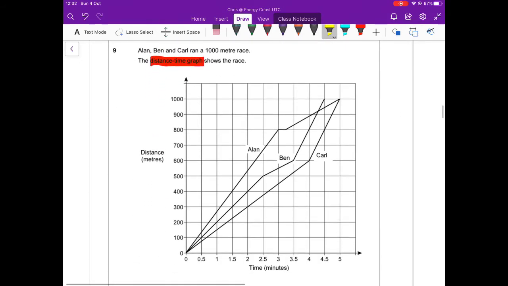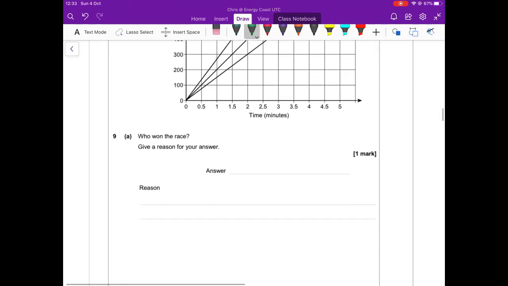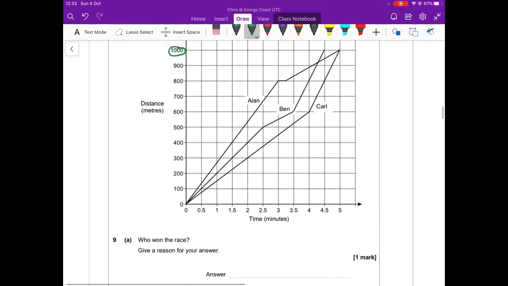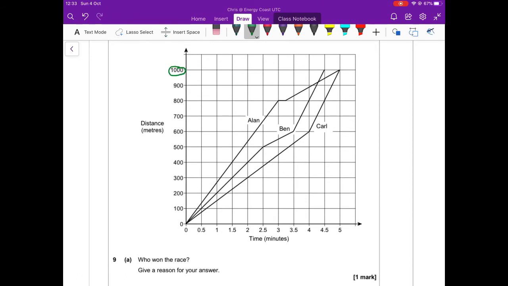Question 9 is a really strange one, and if you got this question, you'd be really happy in the test. I'll show you why. It's just reading this graph. So it says there's a 1,000-meter race, so I know they finish when they get to 1,000 meters. And then the first question is, who won the race? Well, who's the first person to finish the race? This person here, because these 2 finished at the same time later on.